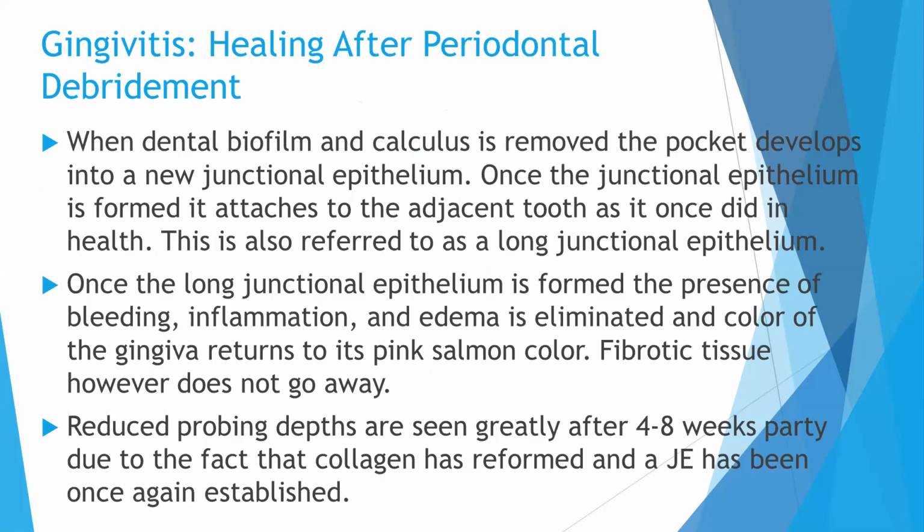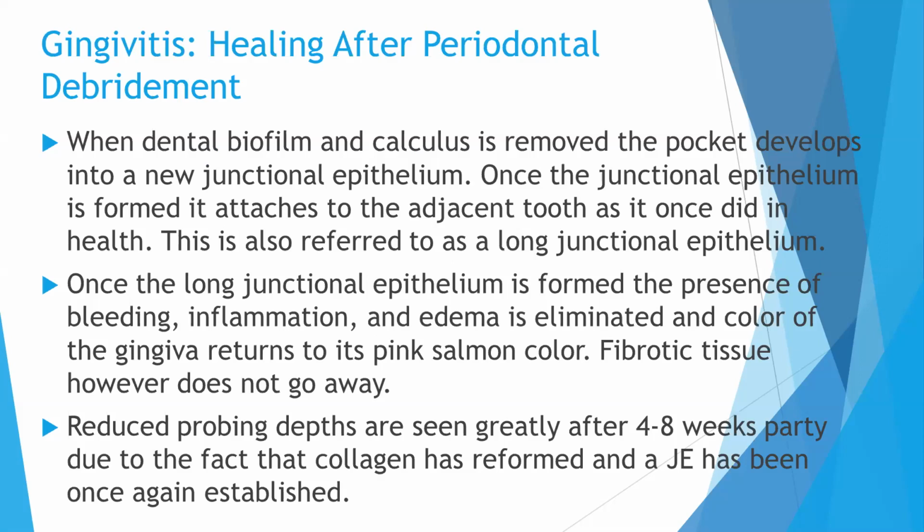So let's take a look at the different modalities of healing. With gingivitis, you've got dental biofilm and calculus removed, and the pocket develops into a new junctional epithelium. Once the junctional epithelium is formed, it attaches to the adjacent tooth as it once did in health, because you don't have any apical migration, but what you have is a long junctional epithelium. Once that long junctional epithelium is formed, the presence of bleeding, inflammation, as well as swelling is eliminated, and the color of the gingiva returns to that nice salmon pink or whatever it was before.